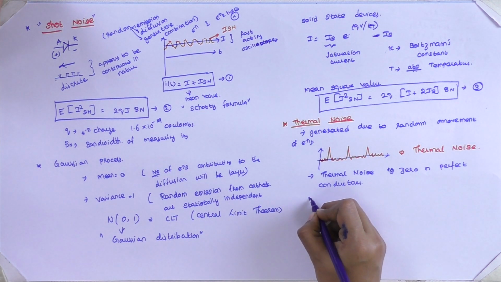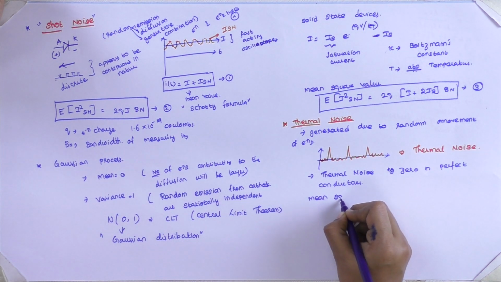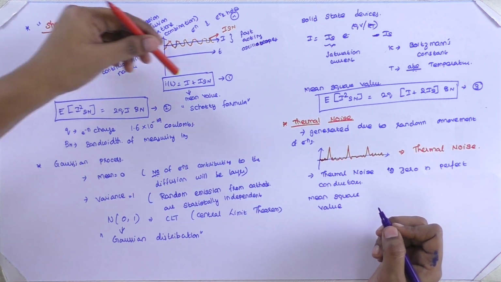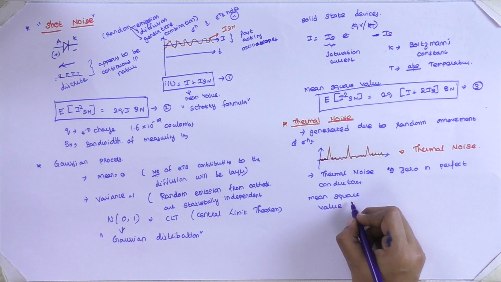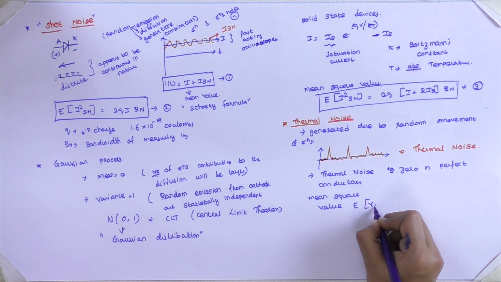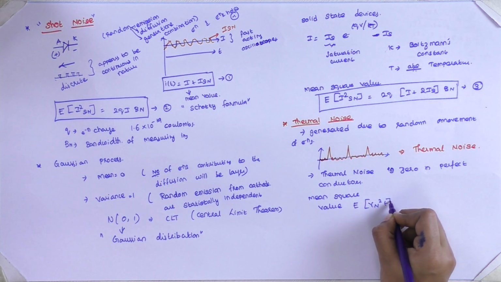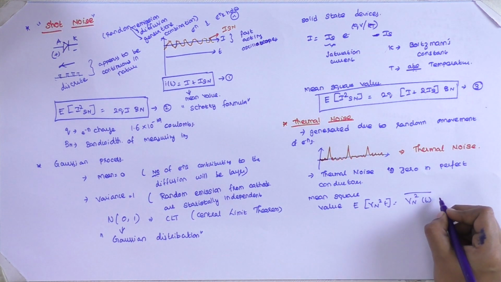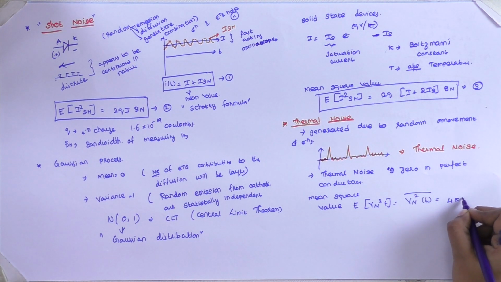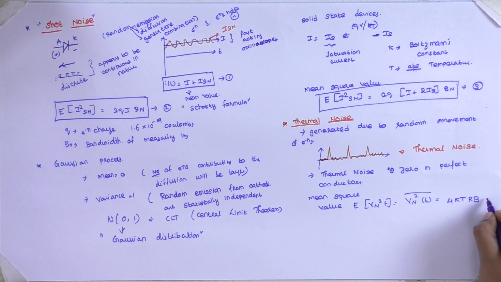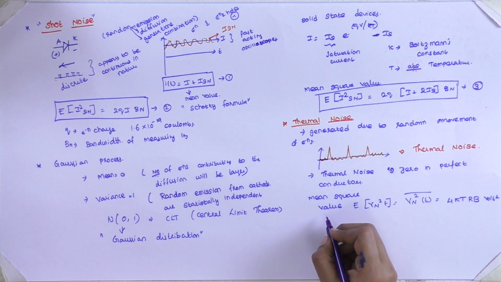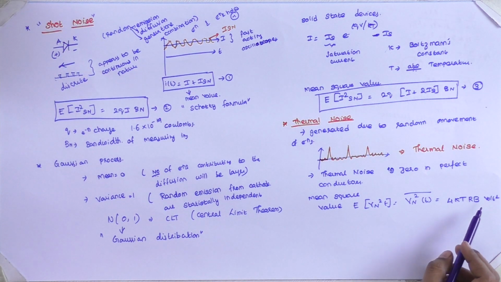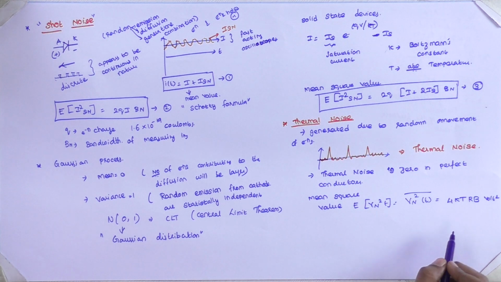And what is the mean square value? Everything we have calculated so far was in terms of current. In thermal noise, we calculate in terms of voltage. So, the expectation of Vn square of t is the ensemble value. Therefore, Vn square of t whole bar is equal to 4kTRB. What is k? We know that k is the Boltzmann constant, T is the absolute temperature, R is the resistance and B is the bandwidth.